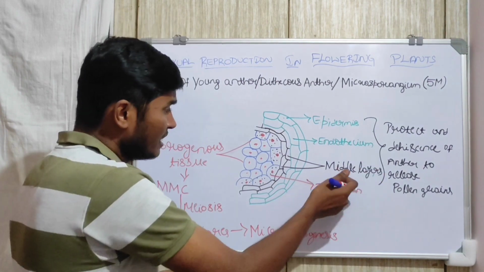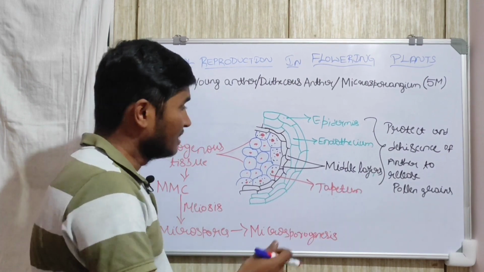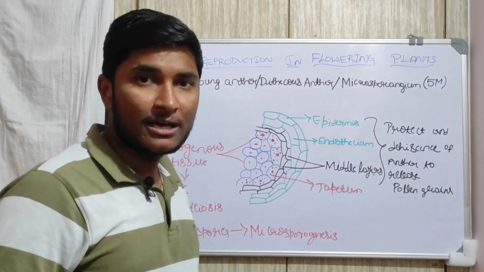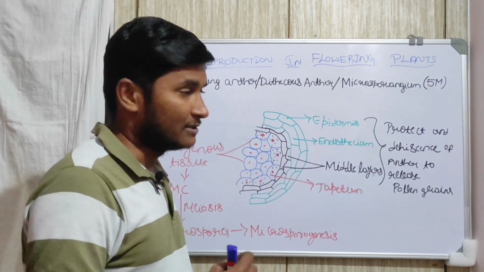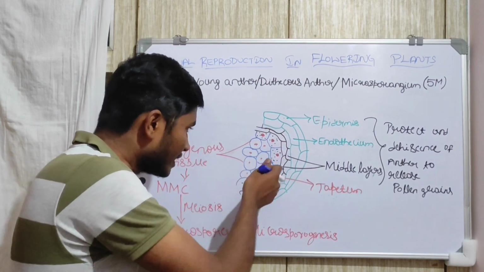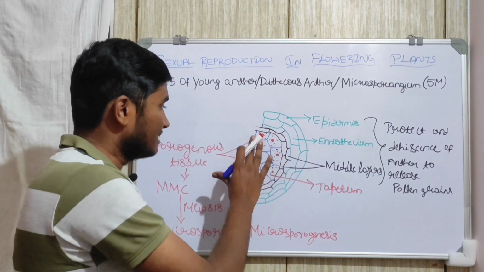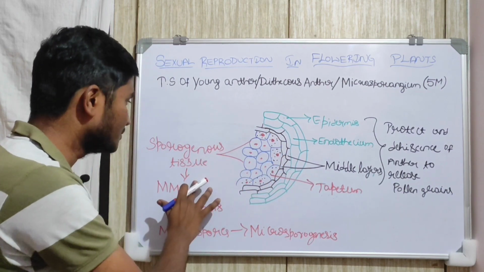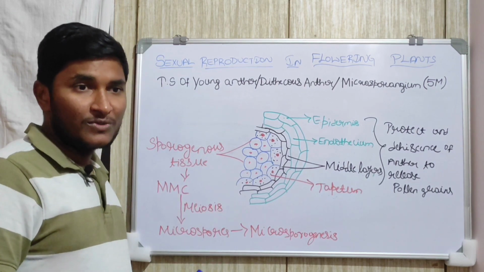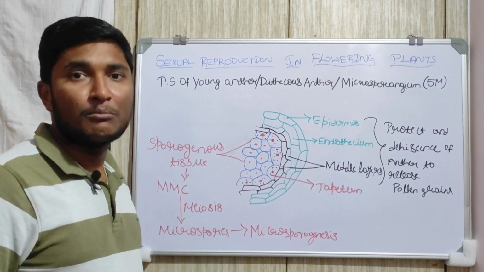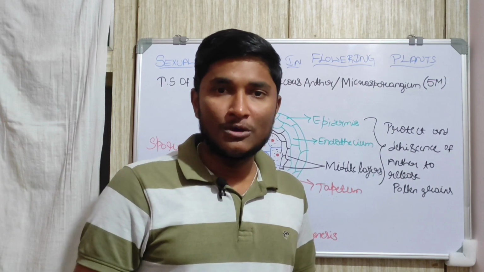Inner to the middle layer, the innermost layer, that is tapetum, is also called nutritive layer because it provides nourishment to the pollen grains when they are developing. The center of the microsporangium consists of homogeneous cells. These cells are collectively known as sporogenous tissue. When the young anther matures, it develops into microspore mother cells. The microspore mother cells undergo meiosis to produce microspores.